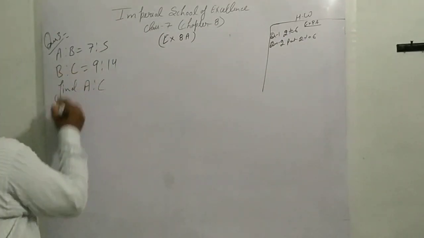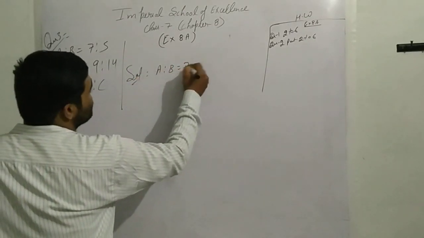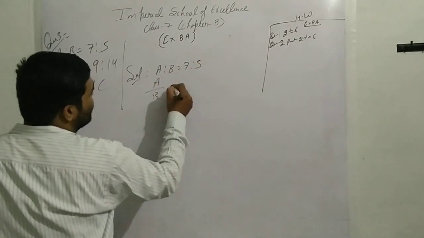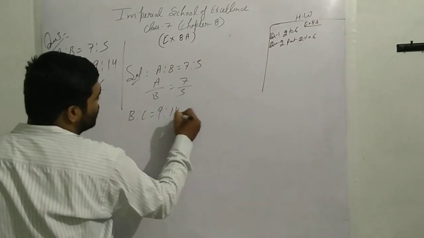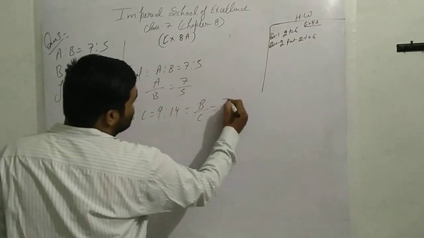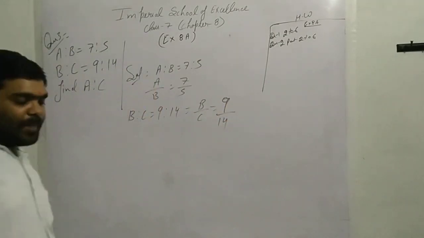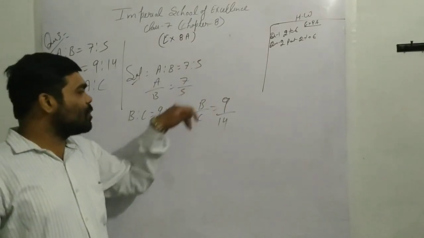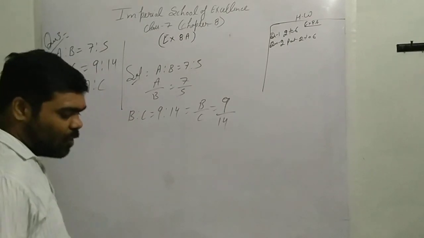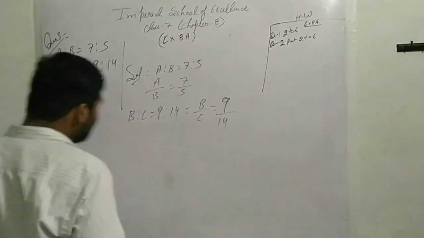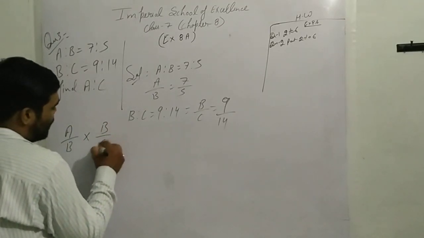Now let's work with this one solution. A ratio B equals to 7 ratio 5, means A upon B equals to 7 upon 5, and B ratio C equals to 9 ratio 14, after that B upon C equals to 9 upon 14. Okay? A ratio B आपको दे रखा है 7 upon 5 and B ratio C आपको दे रखा है 9 upon 14. What you have to do in this? After that, A upon B multiply B upon C.